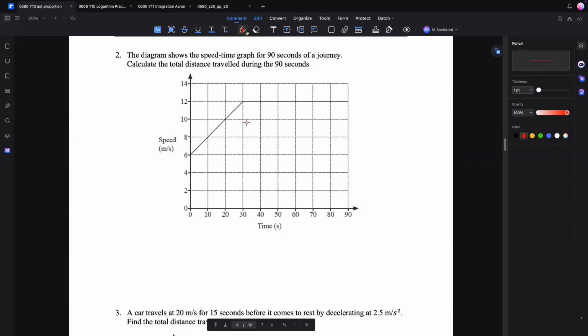All right. So the diagram shows the speed time graph for 90 seconds of a journey. Calculate the total distance traveled during the 90 seconds. Okay. So total distance is area under the curve, right? So it's everything here. So how are we going to do this? We are going to do them section by section.